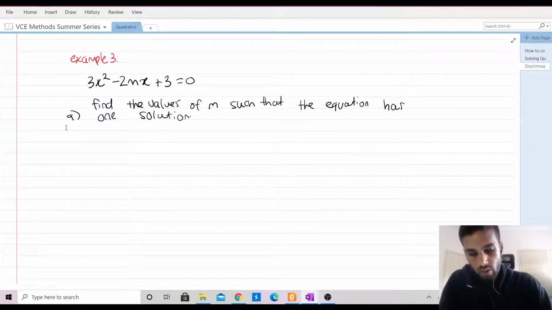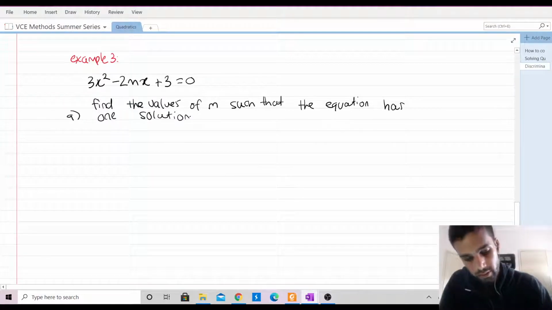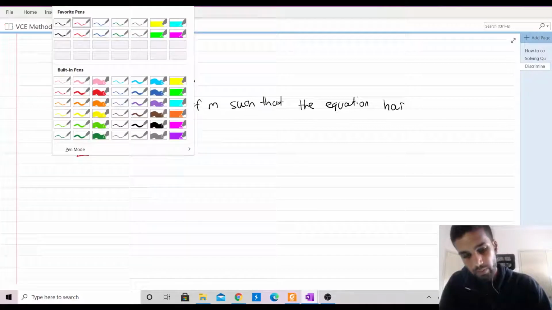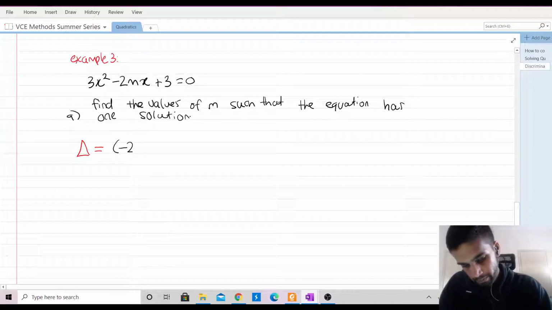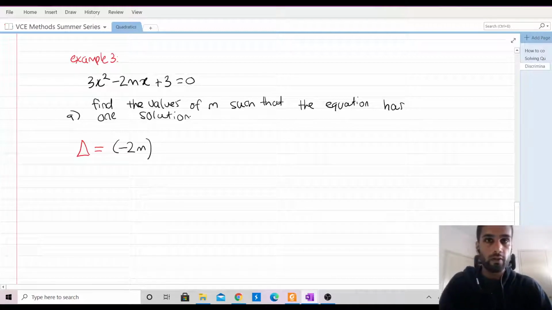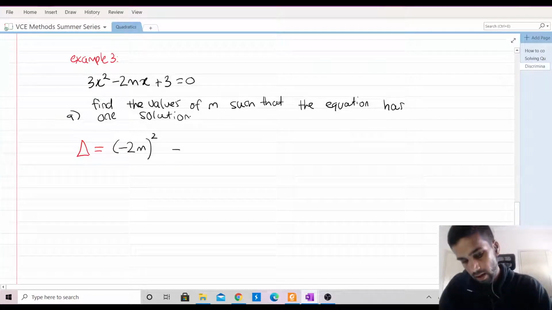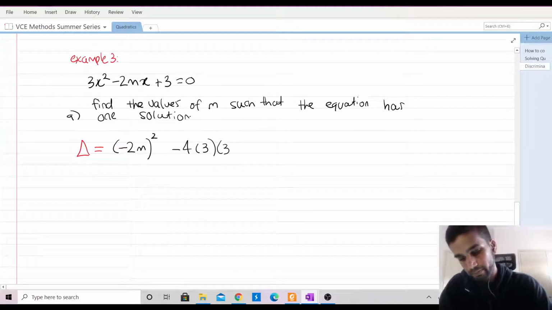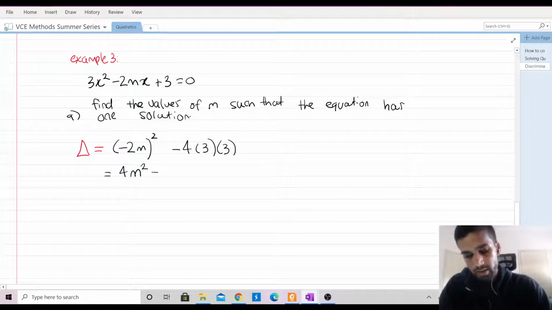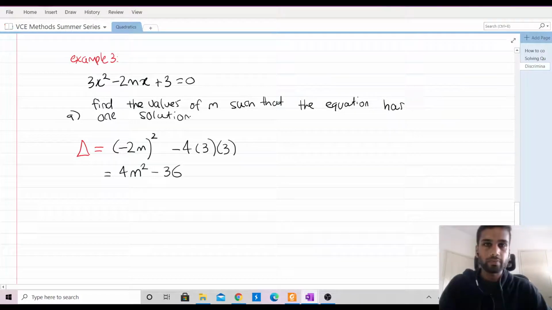So what we're going to do first is find what the discriminant is. So the discriminant is equal to b squared. So b in this case is negative 2m. It's whatever is in front of the x, minus 4 times a, which is 3, and times c, which is also 3. So that is 4m squared minus 12 times 3, which is 36. So this is our discriminant.